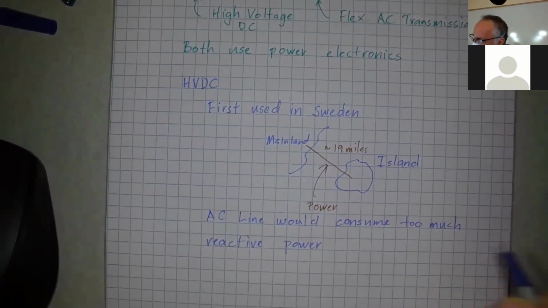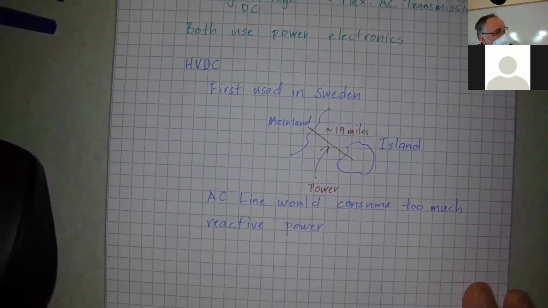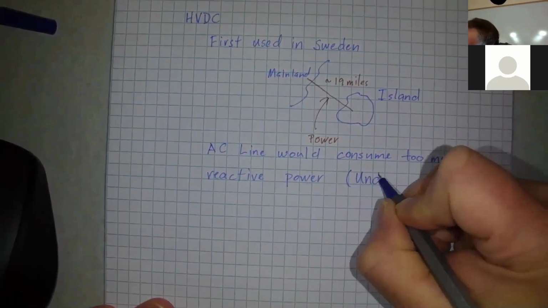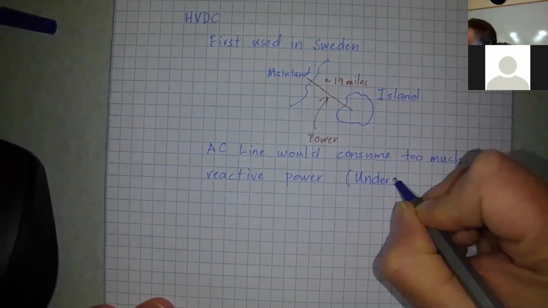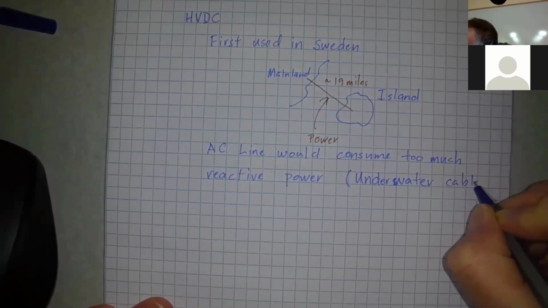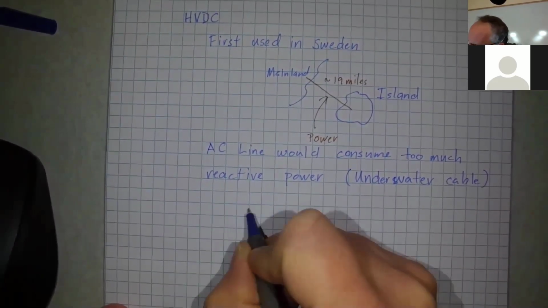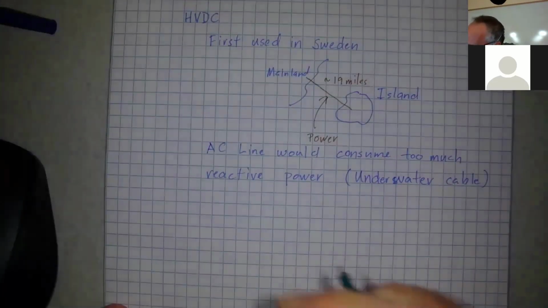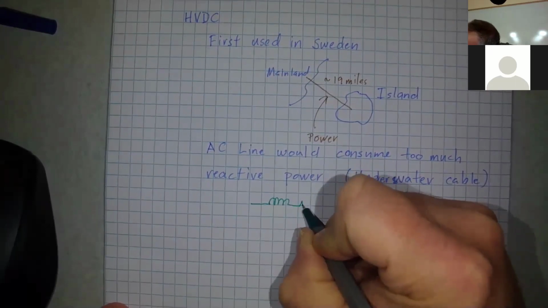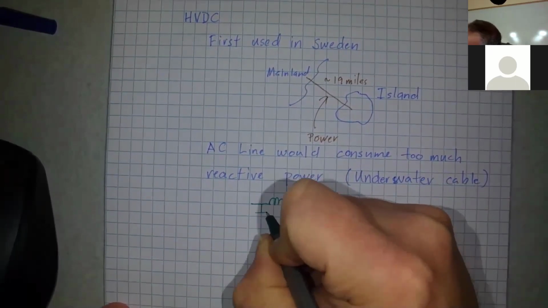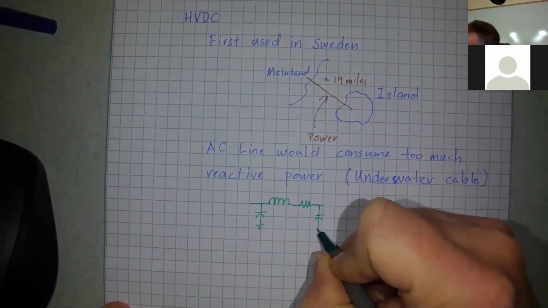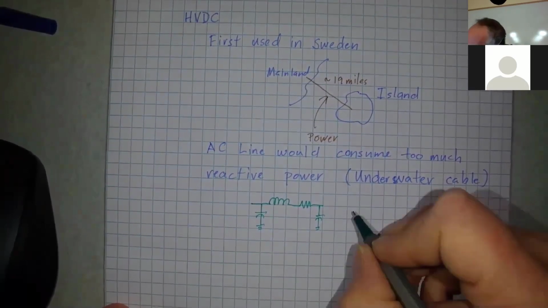So we could have an AC line. It's obviously not going to be above ground, right? It's an underwater cable. Okay. So that underwater cable has inductance, resistance, but it also has capacitance.